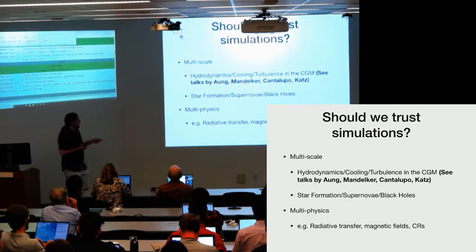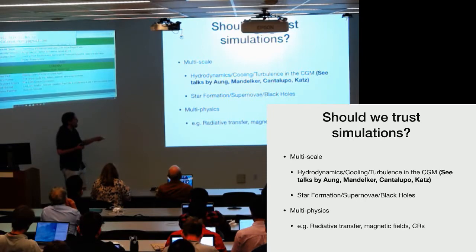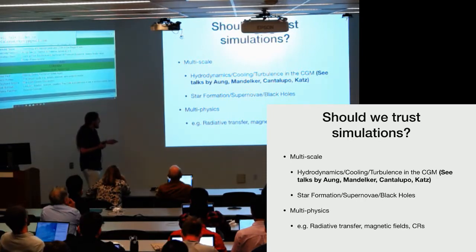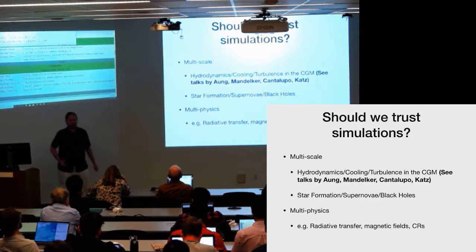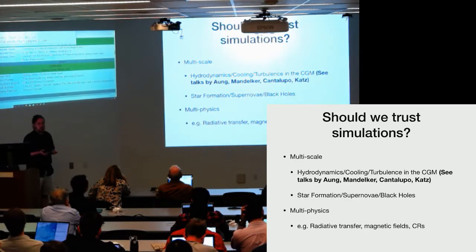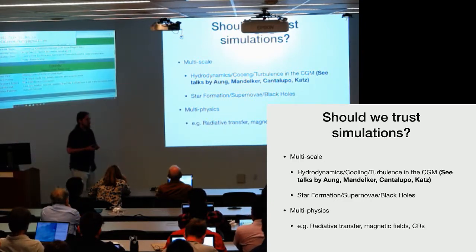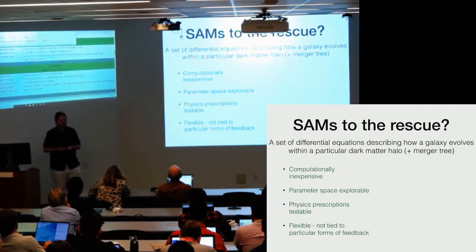The resolution you need in the CGM is quite extensive. All of this physics has to be done at a subgrid level. And we're not even sure we have the right physics in the simulations. So one way to do that is to put everything subgrid. But if you're doing that, why not at least spend some time working on a semi-analytic model?